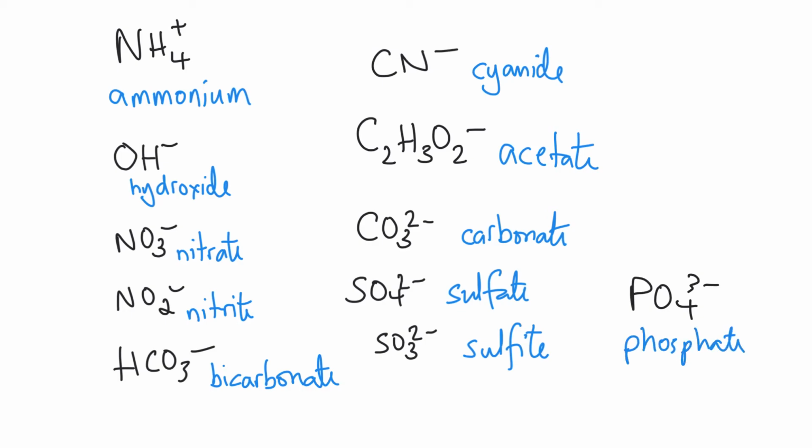So how many did I say? There's 1, 2, 3, 4, 5, 6, 7, 8, 9, 10, 11. Okay, so I lied. There's 11, unless I've forgotten one. Let me just double check my list. Nope, nothing else on the list. So those are the 11. So I lied. There aren't really 12. There's only 11 you have to learn.